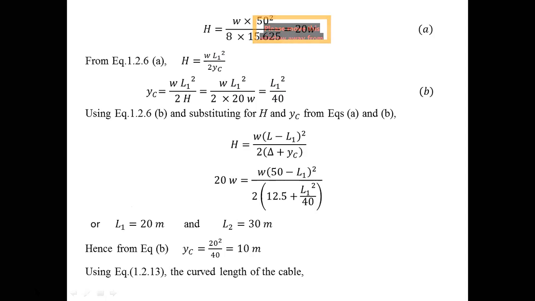Using these equations, these parameters, you can analyze the stiffening girder. Do you understand, students? Okay, hello.